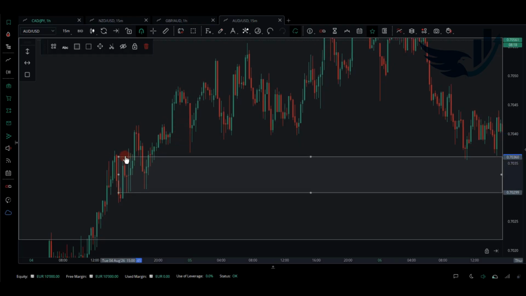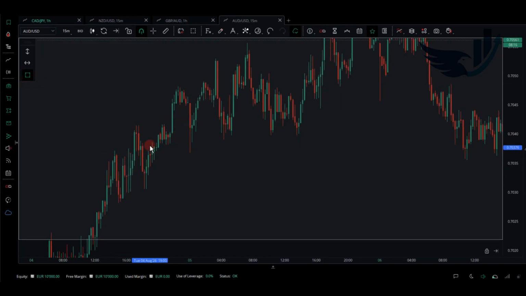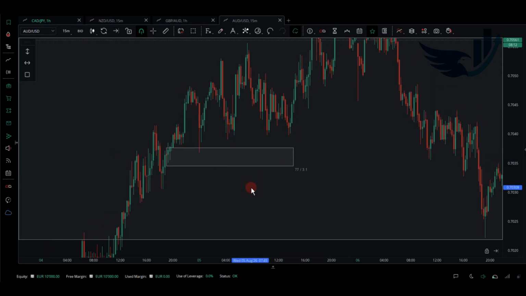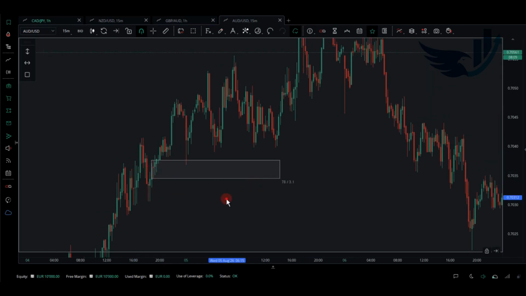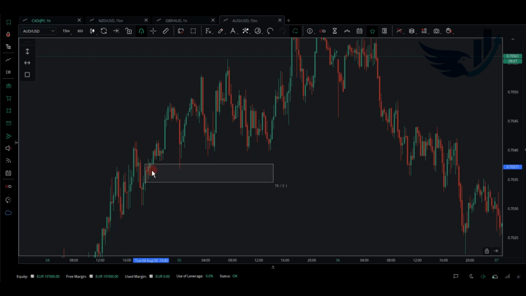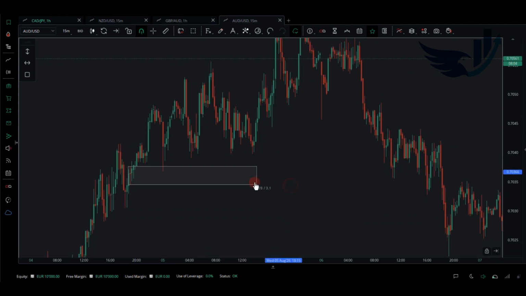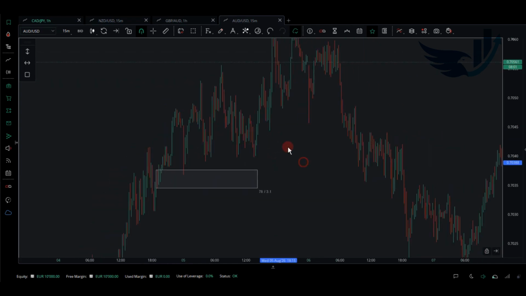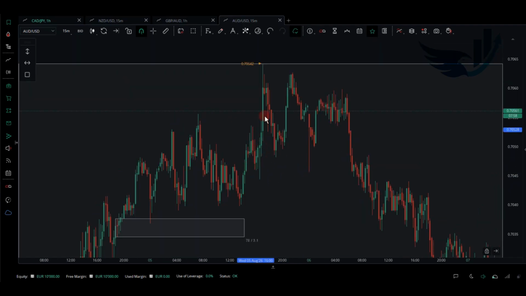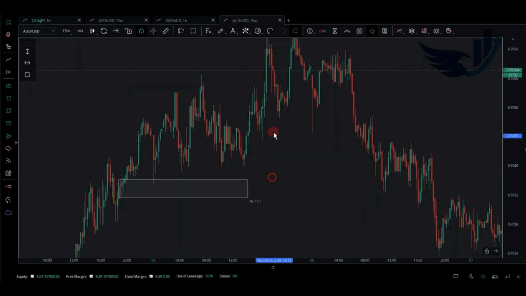But here, if you take this one, it's not the same. You can see this small king made huge movements, and it continued the price to have this highest high inside the king.